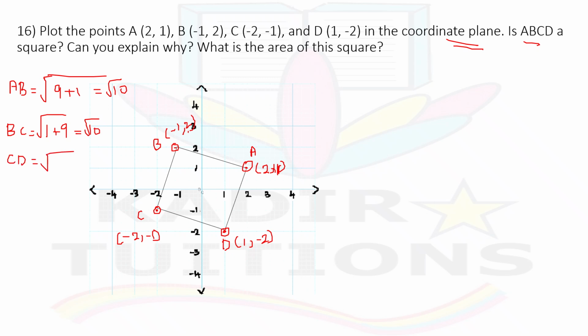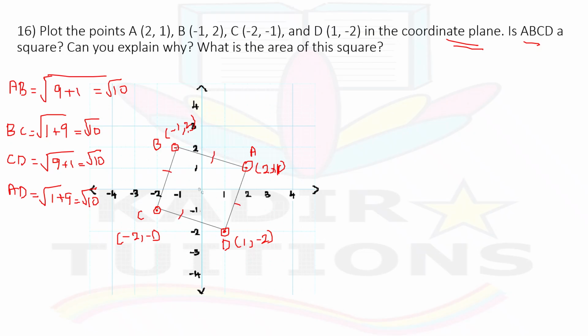And over here it is -2 minus 1 is going to be -3, square is 9, and -2 plus -1 plus 2 is going to be 1, so it's also root 10. And what about the other one? The AD value. So AD value is what? 2 minus 1 is going to be 1, 1 square is 1, 1 plus 2 is 3, 3 square is 9. So AD is also root 10. So all four sides are equal, we have proved.